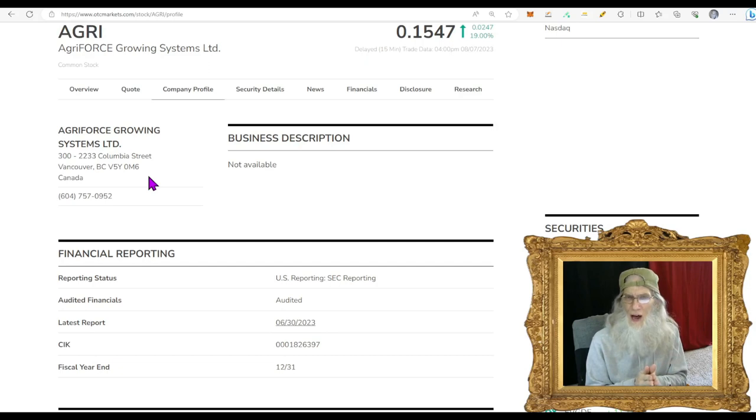These are the sort of stocks I'm looking for every day to share with you. And I got three of them to share with you right now. First one we're taking a look at is ticker AGRI, Agroforest Growing Systems. A brilliant chart, ready to run.